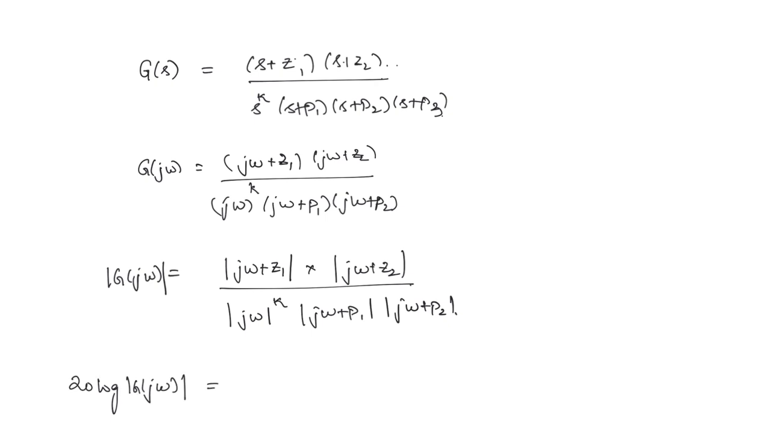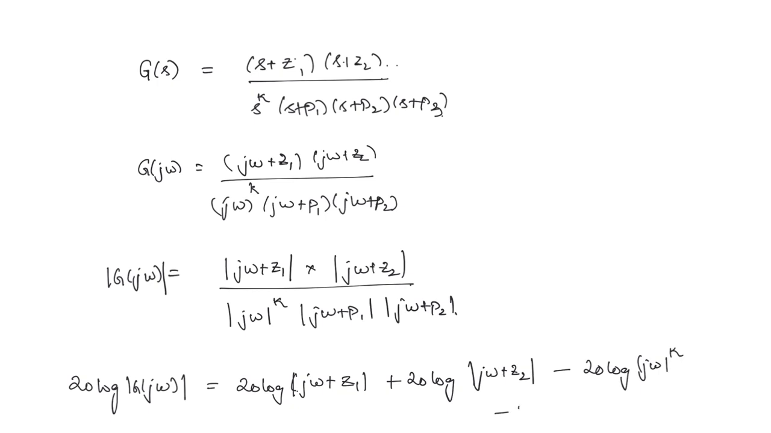So then what will you get? Each of the terms which are being multiplied you can write as addition, and whatever are in the denominator you can write as subtraction, right? So that is 20 log mod of j omega plus z1, plus 20 log mod of j omega plus z2, minus 20 log mod of j omega to the power k, minus 20 log mod of j omega plus p1, minus 20 log mod of j omega plus p2, right? So this is the magnitude.